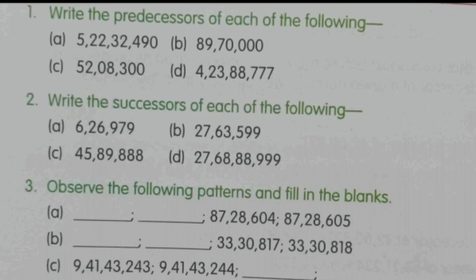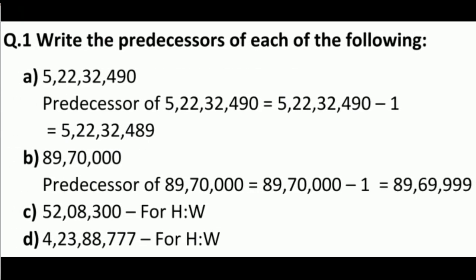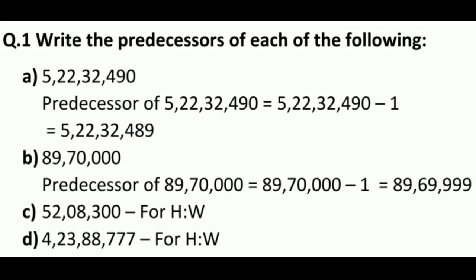As you can see in part A, the number is 5,22,32,490, which can be read as 5 crore 22,32,490. For calculating the predecessor, we just need to subtract 1 from the given number, and we find that our answer comes out to be 5,22,32,489, which can be read as 5 crore 22,32,489. Moving on to part B. Part B has the number 89,70,000, which can be read as 89,70,000.